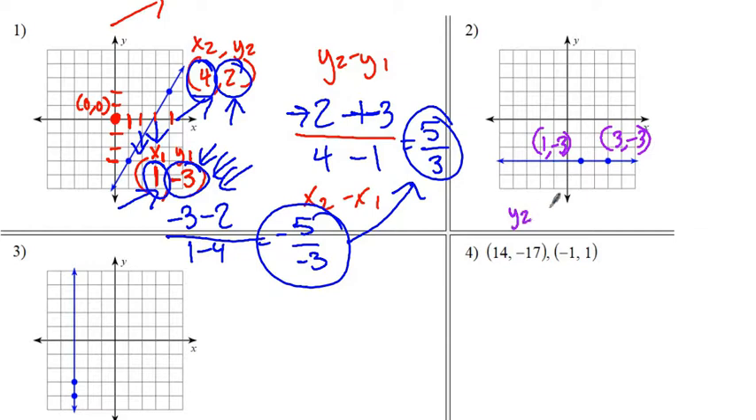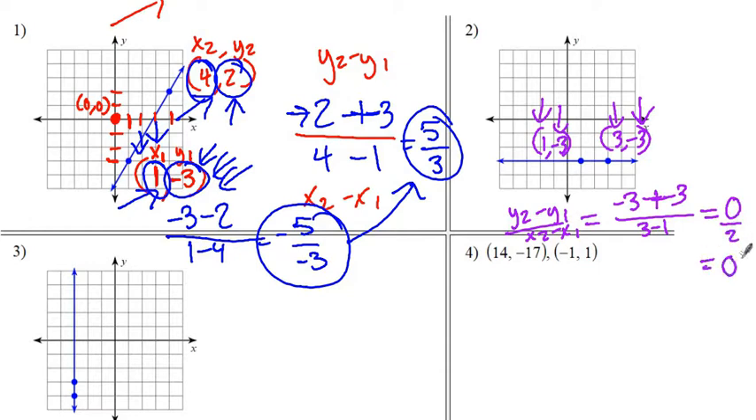So if we follow our formula, y2 minus y1 over x2 minus x1: y2, let's call it negative 3, minus another negative 3, that's like plus 3, and then this will be 3 minus 1. Okay, negative 3 plus 3 is equal to 0 over 2, and that just equals 0. And you can see from looking at that, that's a horizontal line.